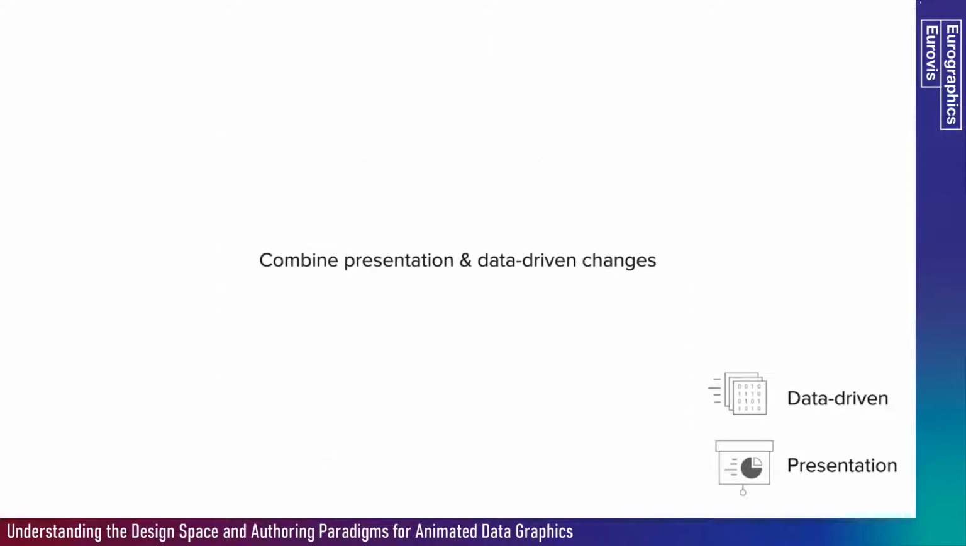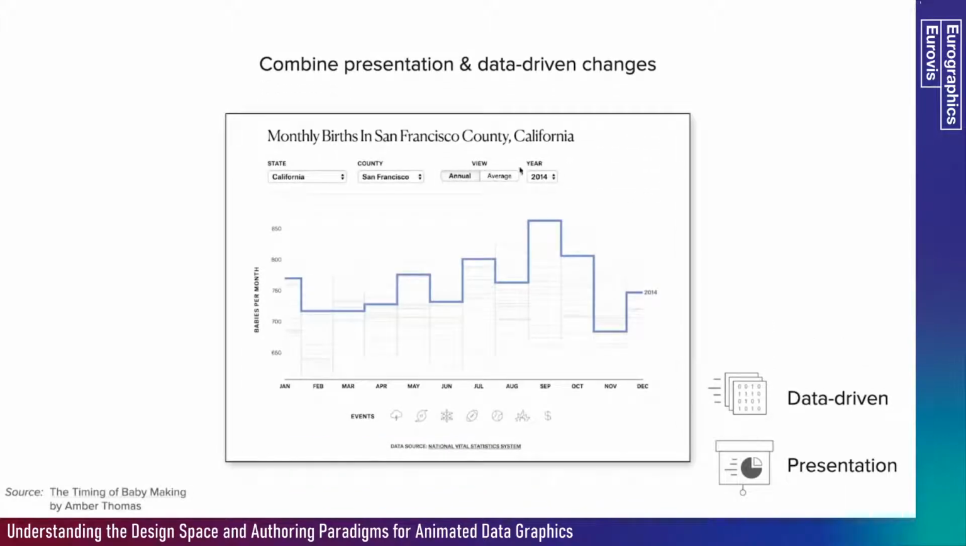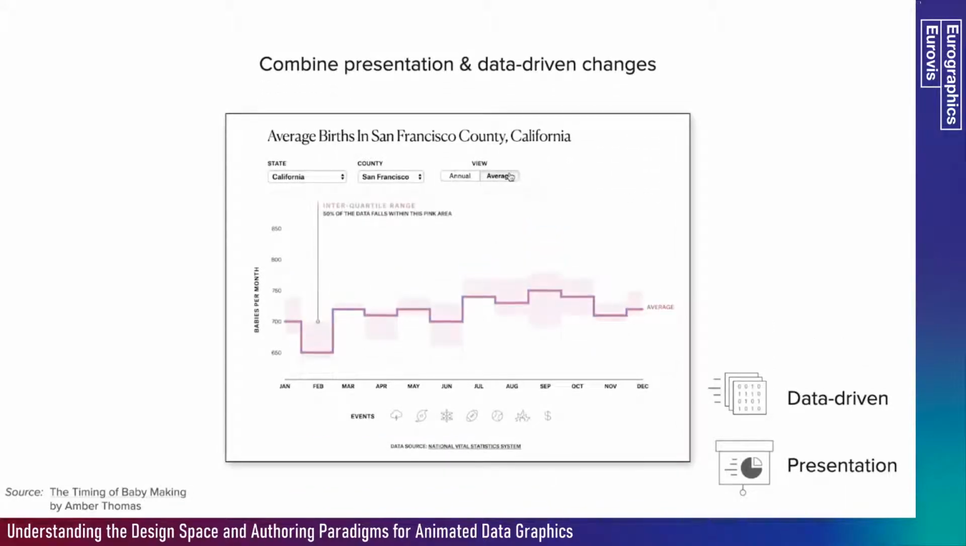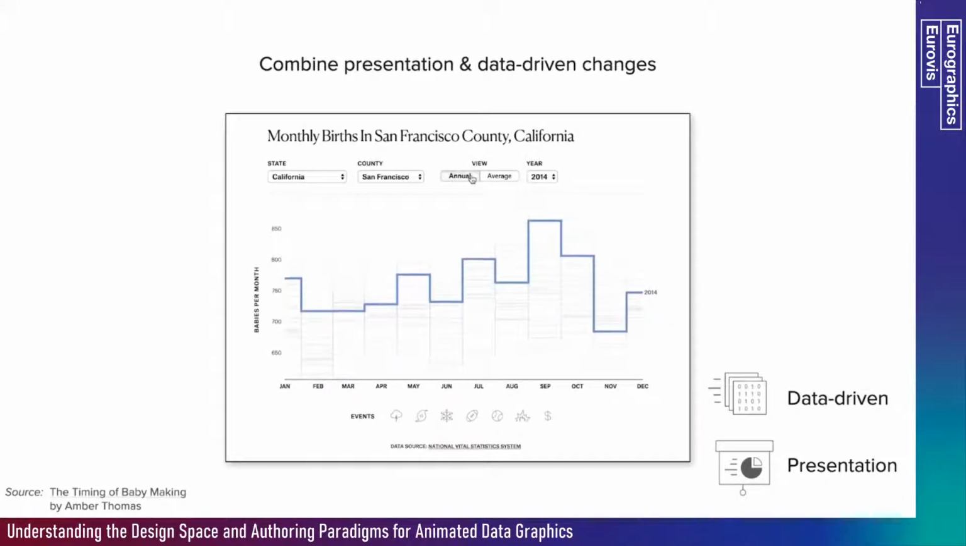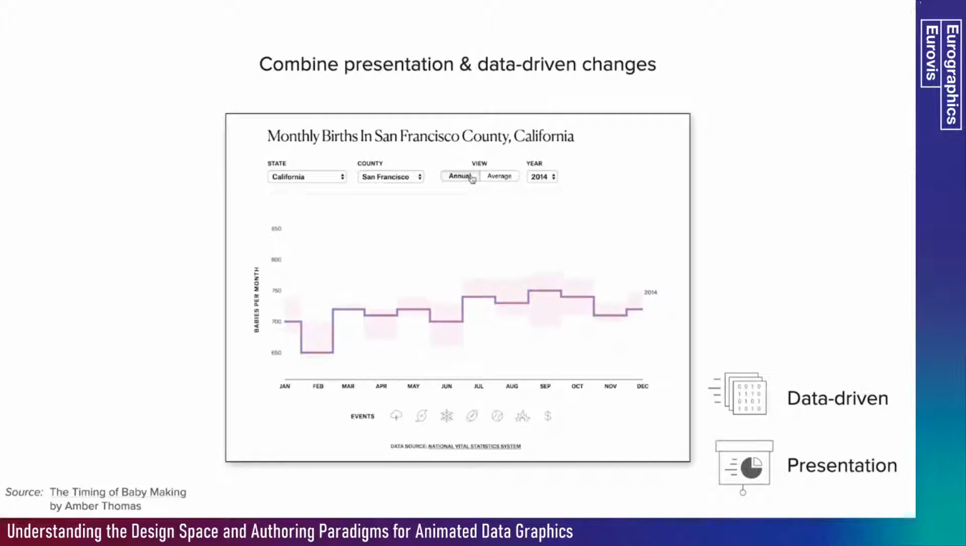Animations benefit by combining data-driven and presentation changes. Here, the underlying data representation changes from many lines to one average line. At the same time, the stroke color of the line and annotations visually cues the viewer to this change.